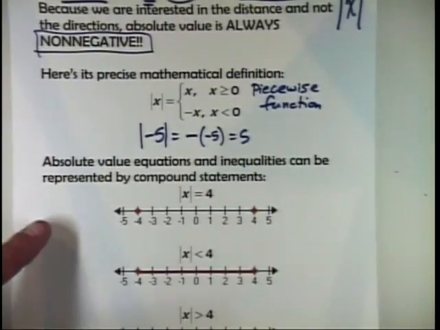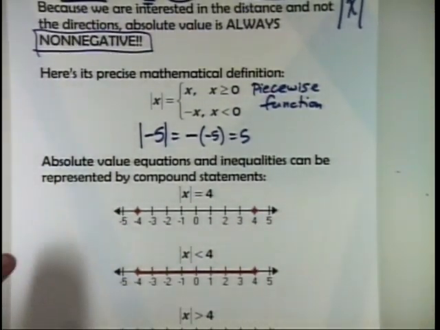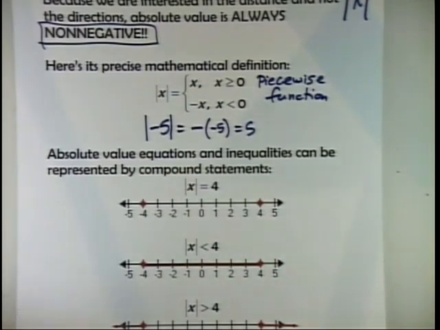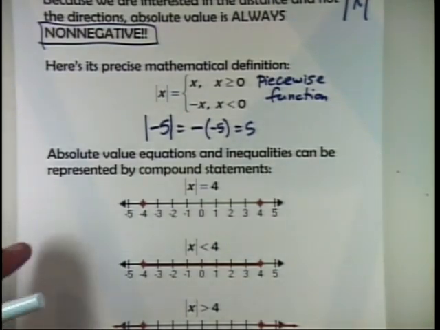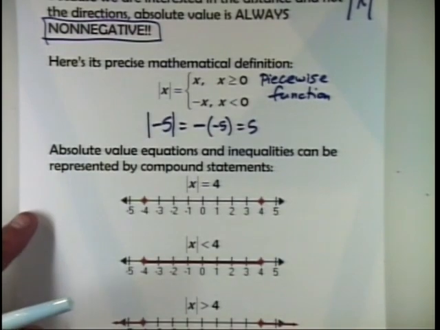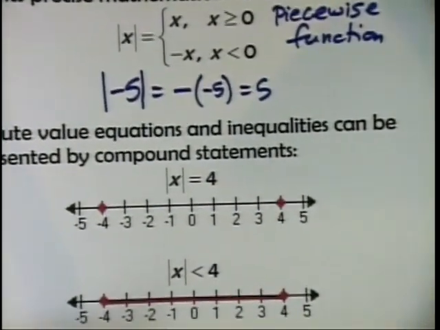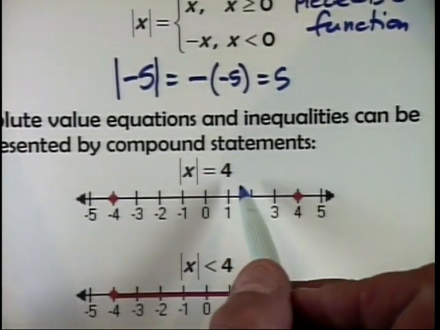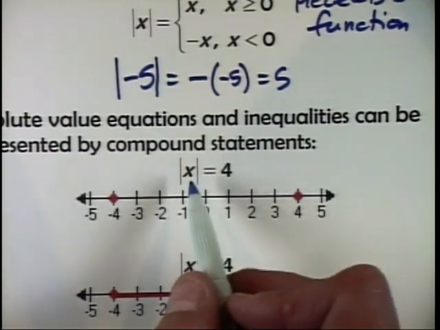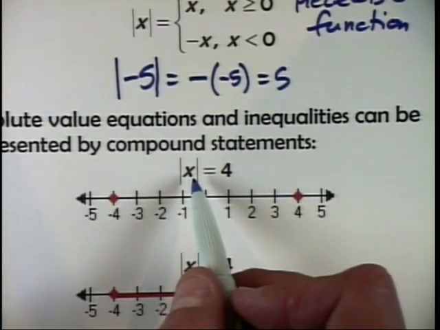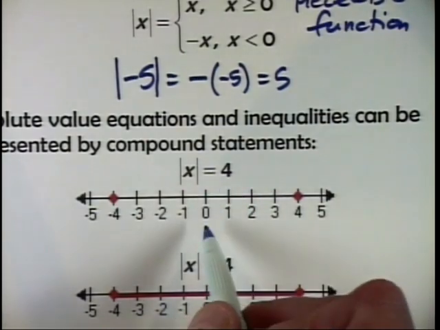All right, now, absolute value equations and inequalities can be represented by compound statements. And we're going to look at disjunctions and conjunctions and actually an equation right here. So let's look at this number line. We've got the absolute value of x equals 4. So what does that mean? We're looking for all the values of x that are 4 units from 0.